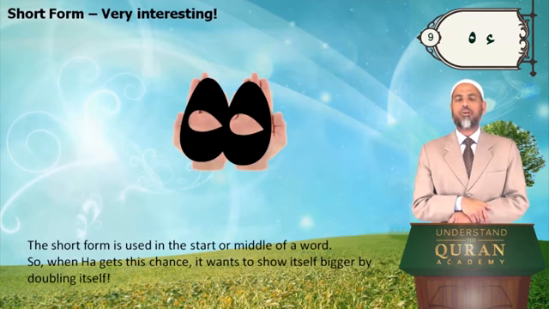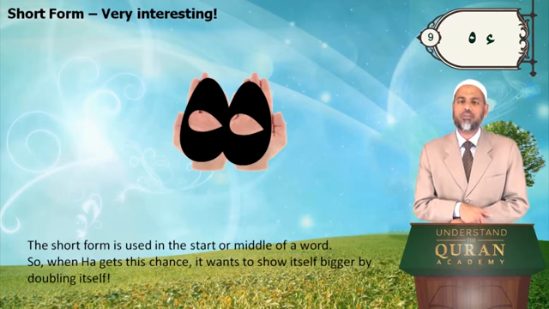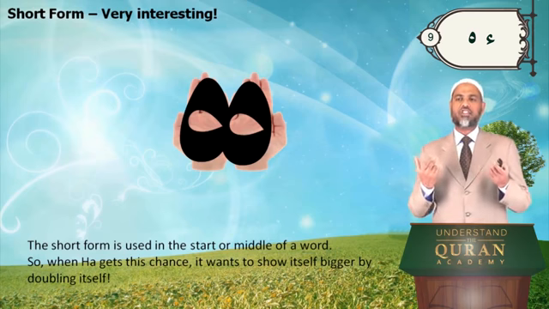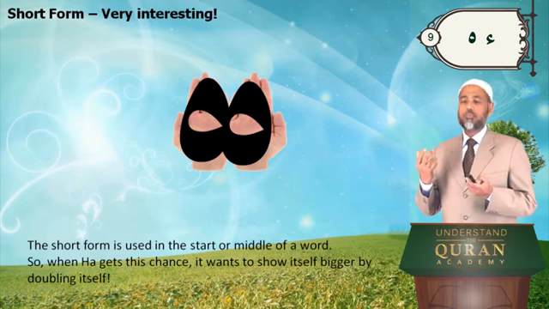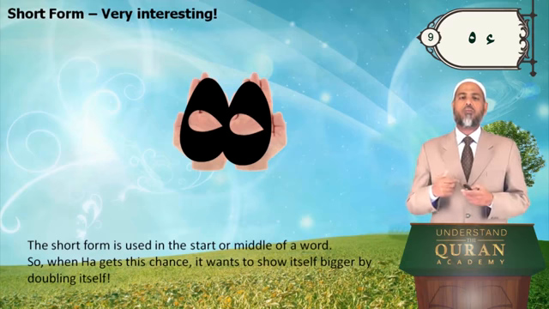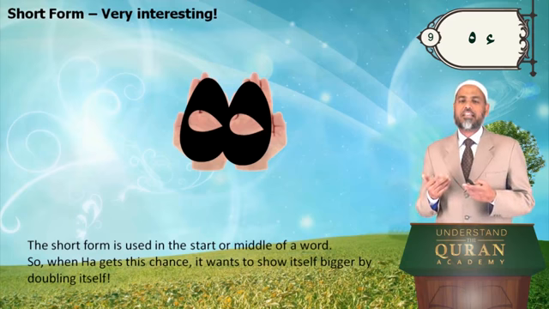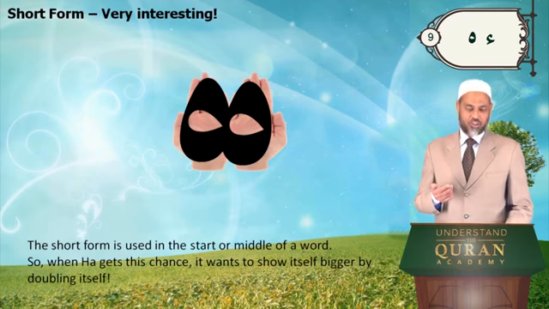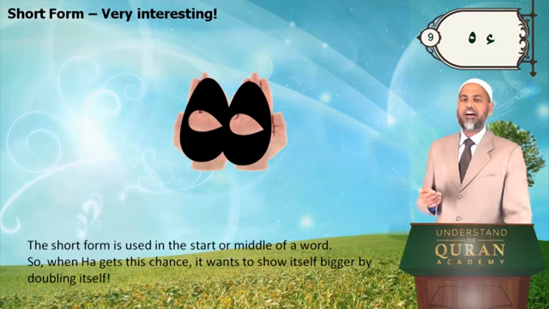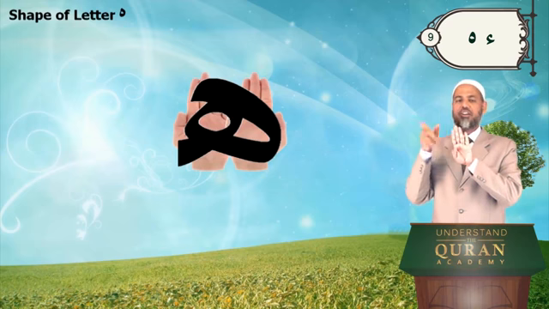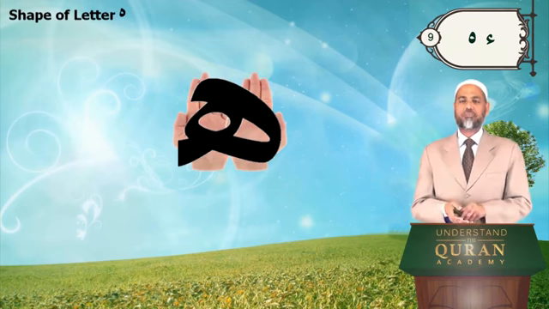Now, what about its short form? Short form of Ha is very interesting. Actually, as I told you, short forms occur in the beginning or middle. So when Ha is given a chance to lead in a word, because it is in the beginning or middle, it wants to show itself as big. What does it do? It shows itself to be big by doubling itself. I'm showing it with two hands like this, and you can have two circles. So it just doubles itself to show itself big.